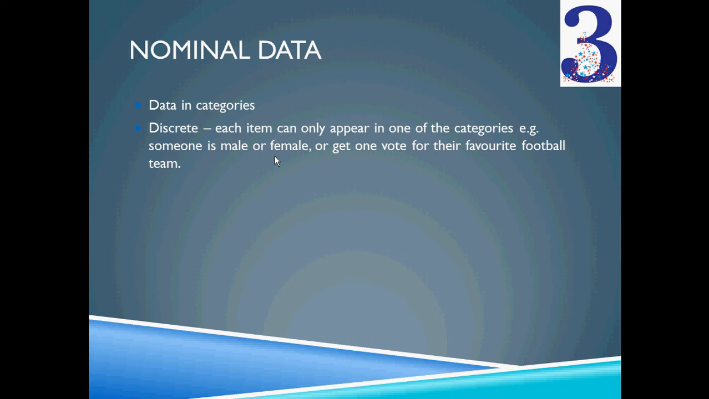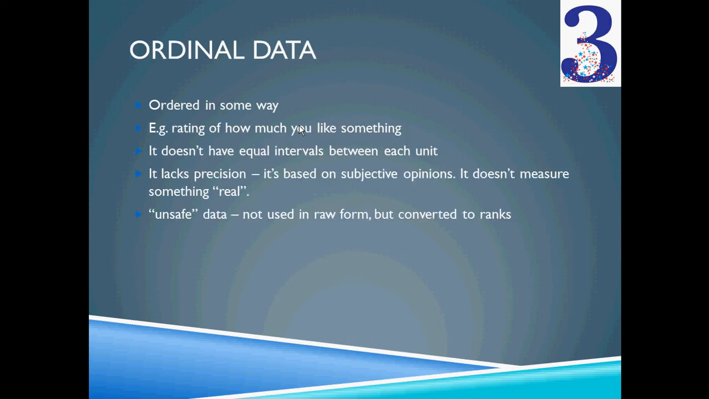So it's discrete data in categories. Ordinal data is when the data is ordered in some way, like a rating out of 10 of how much you like fish and chips or something. It doesn't have equal intervals between each unit, so if someone gave fish and chips 8 out of 10, but someone else gave it 4 out of 10, that doesn't mean that the first person likes fish and chips twice as much as the second person, because it's not as precise as that.